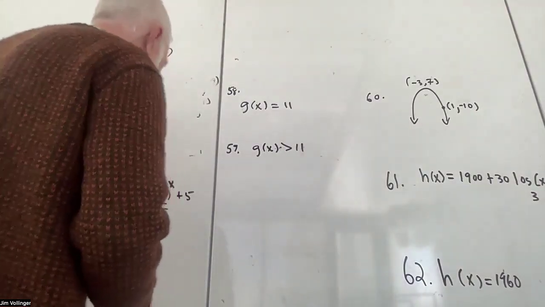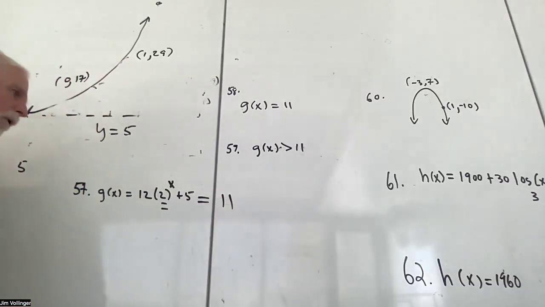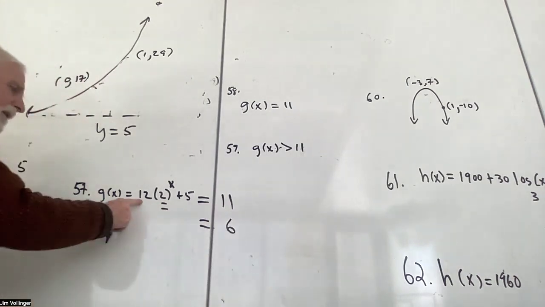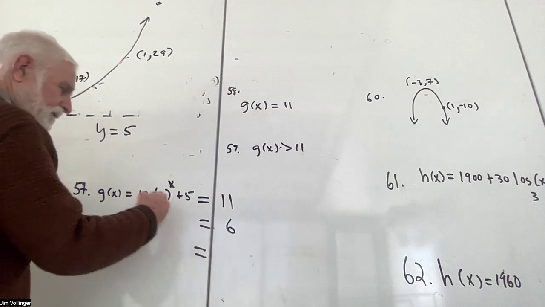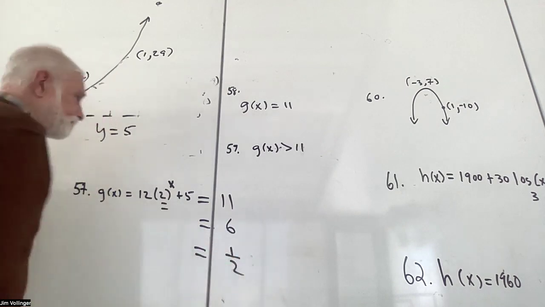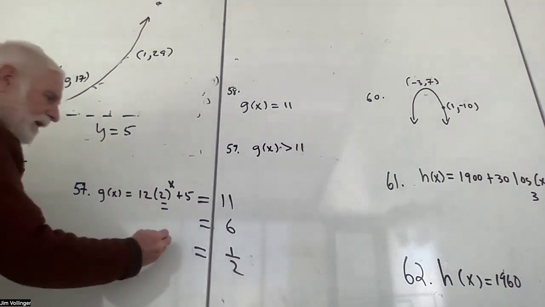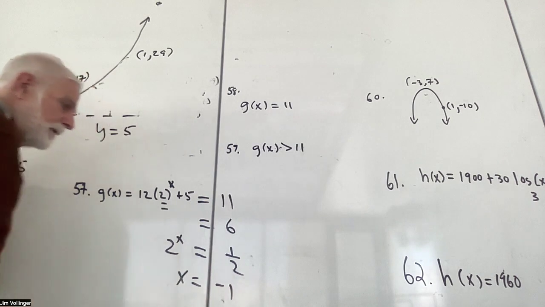So when is this thing equal to 11? Well, let's put 11 here and find out. Boy, I think I'm going to subtract 5. I think I'm going to get rid of the multiplication. And 6, where am I? 6 divided by 12 is a half. Okay, now I'm 2 to the x equals a half. I can see my answer is -1, right?